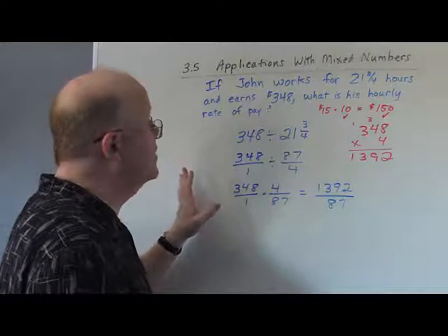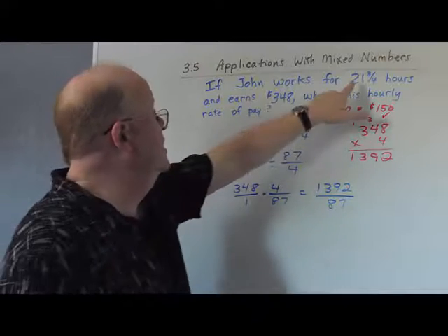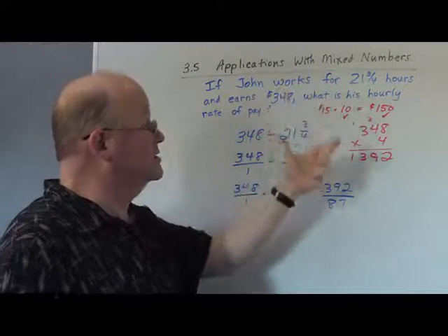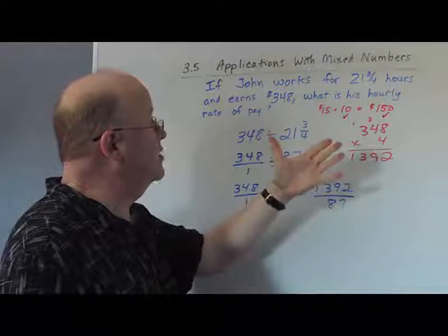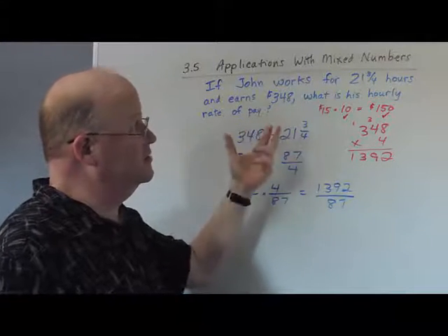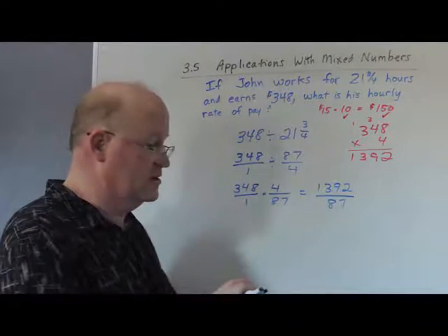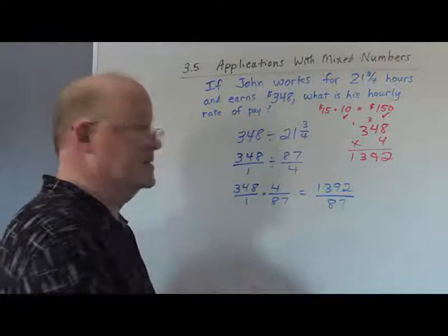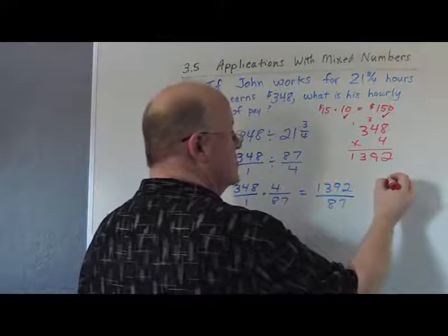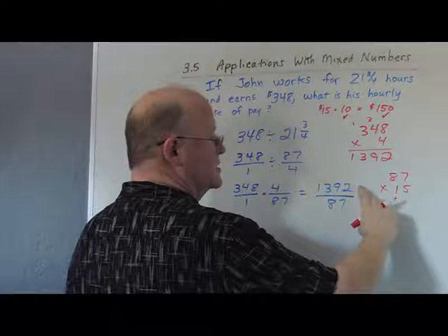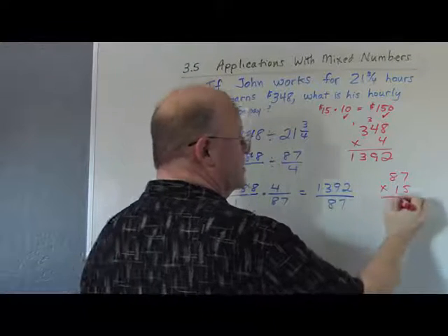Now let's just kind of think about this here. Let's pretend this is 20 hours. Now, 20, 40, 60, 80, 100. 5 hours, then another 5 for the next 100, and another 5. So I'm guessing 15 or 16 times this is going to go in. So let's do some multiplication on the side here. Let's go 87 times 15 and see how close we get to this 1392.